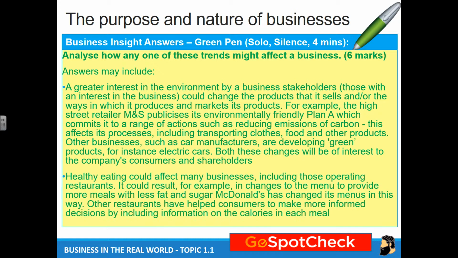Here's another example. Healthy eating could affect many businesses, including those operating in restaurants. So we're talking about the bullet point, about people caring about their lifestyles. It could result, for example, in changes to the menu to provide more meals with less fat and sugar. McDonald's has changed its menu in this way. Yeah, there we go. We're bringing in an example.